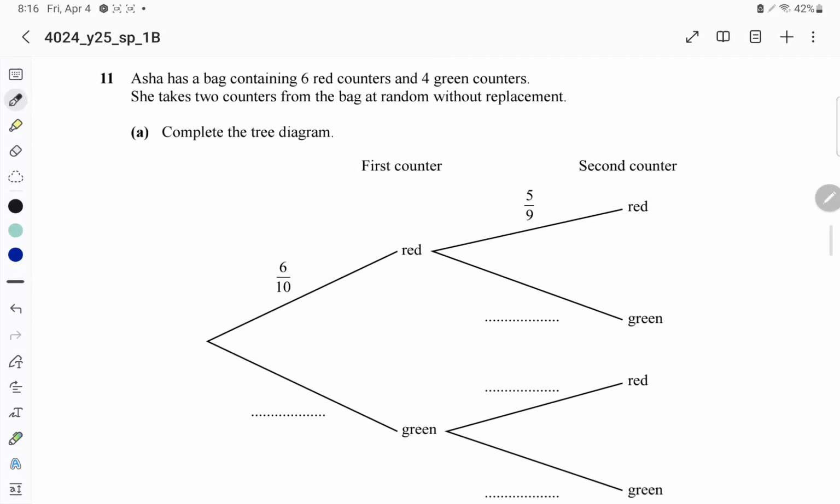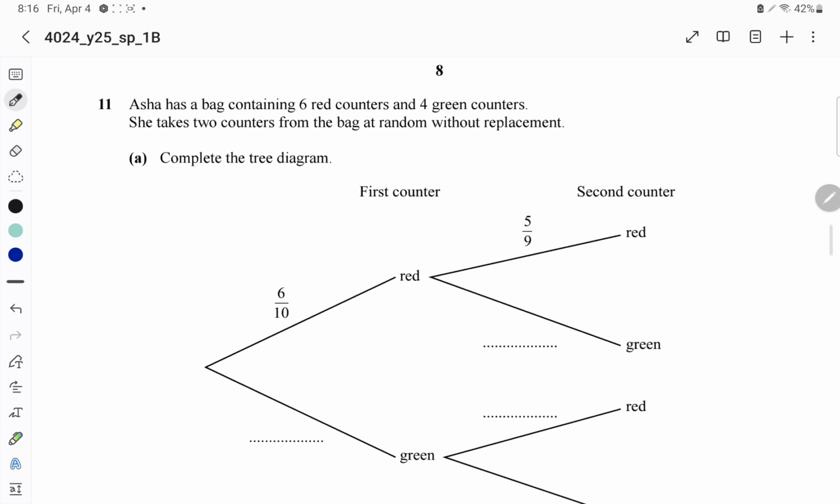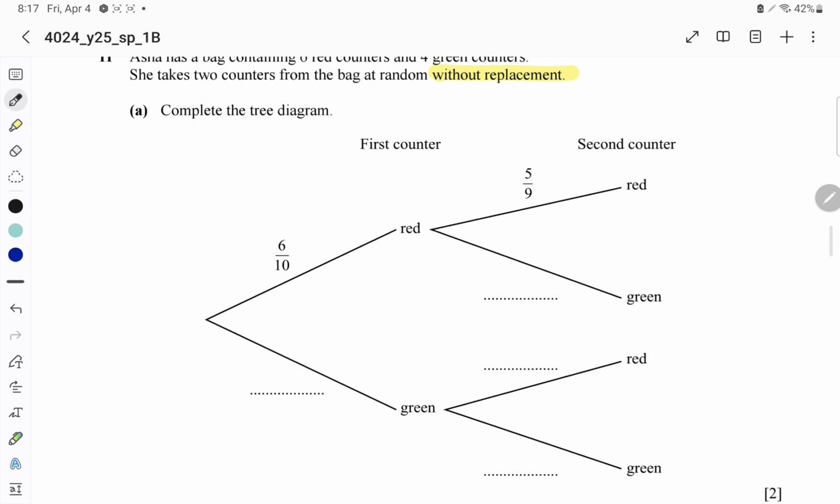Question 11. In question number 11, we can see the tree diagram is given. Asha has a bag containing 6 red counters and 4 green counters. She takes 2 counters from the bag at random without replacement. This is the key thing, without replacement. So complete the tree diagram.